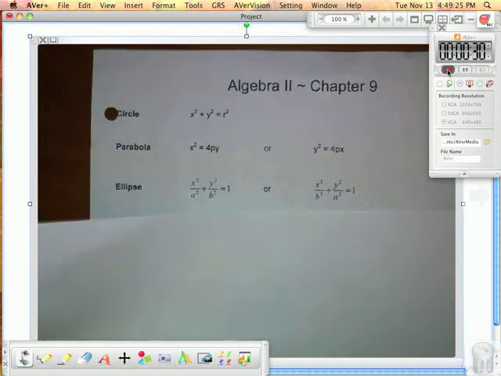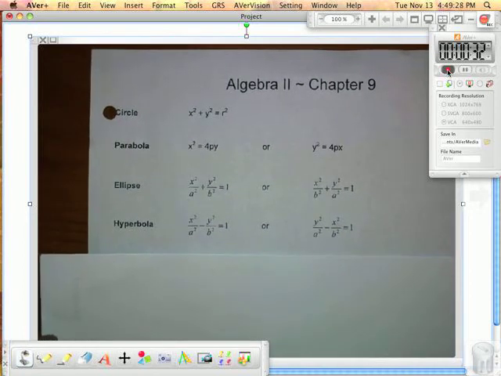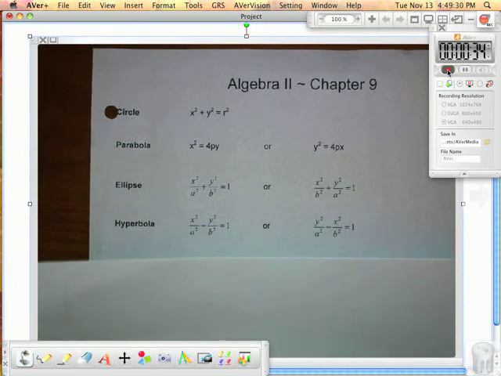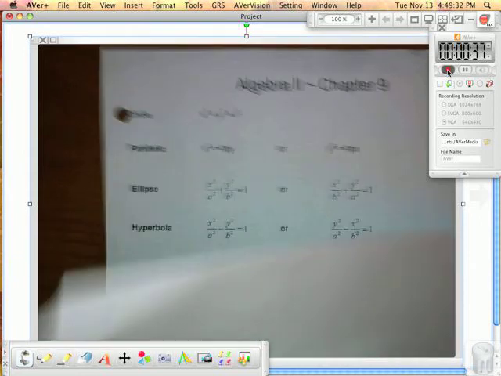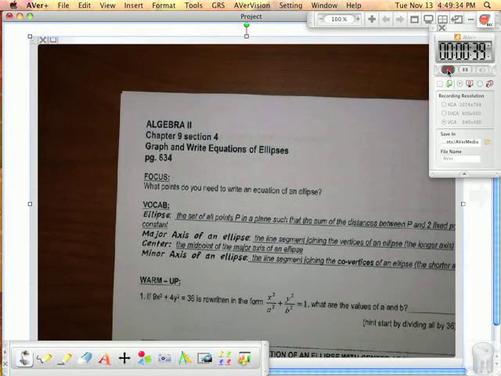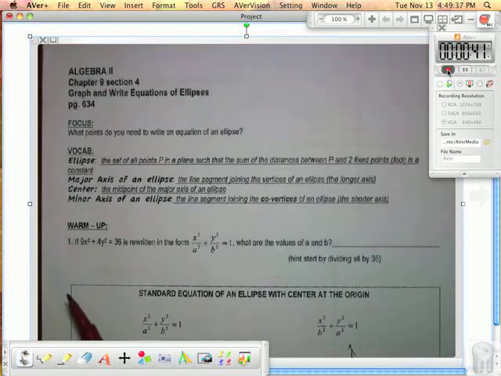And we're going to head into hyperbolas, which also involve x squared and y squared, but we'll look at those next time. So, here we go. Here we have graph and write equations of ellipses.